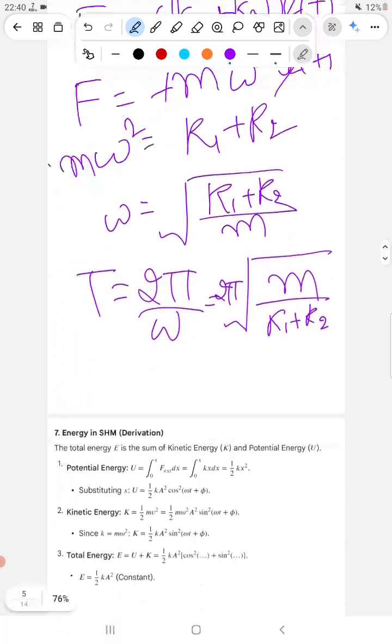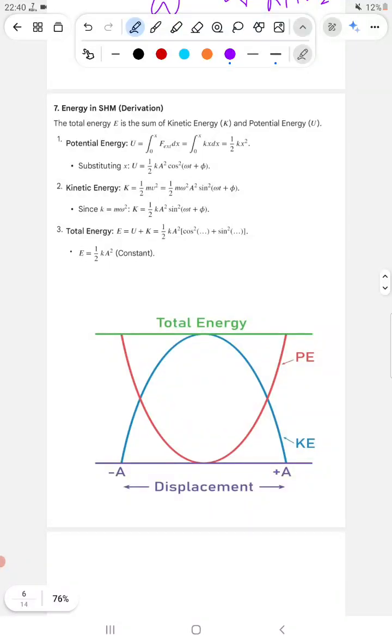Okay, now let us come on to the next topic, which is the energy in SHM. How much is the energy stored by the body which is in SHM? It is equal to the sum of potential plus kinetic.